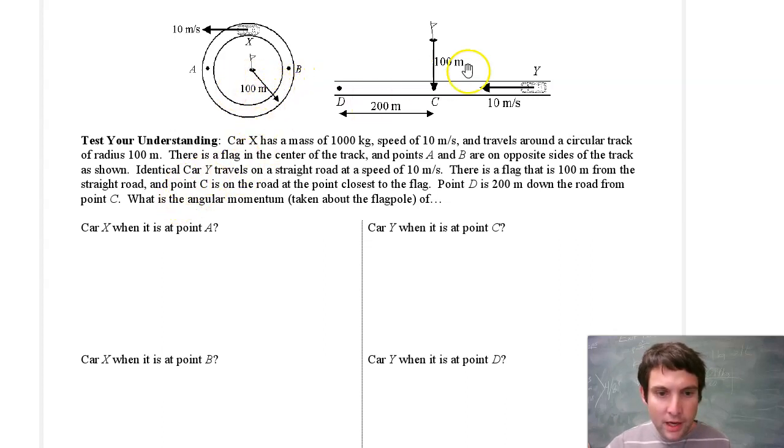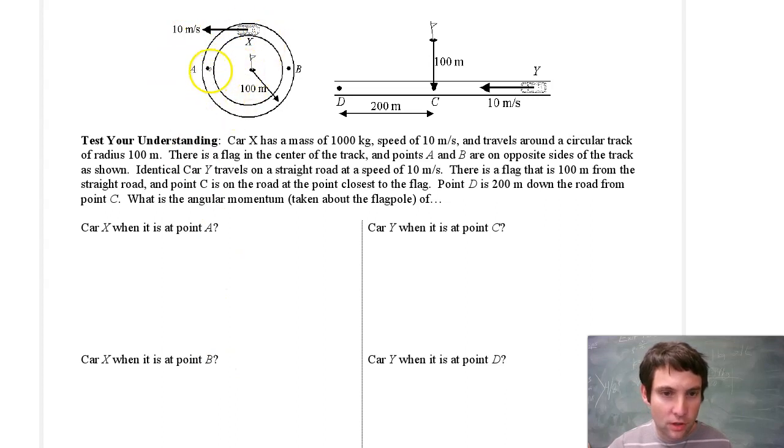track as shown. Identical car Y travels on a straight road at a speed of 10 meters per second. There is a flag that is 100 meters from the straight road, and point C is on the road at the point closest to the flag. Point D, way over here, is 200 meters down the road from point C. What is the angular momentum taken about the flagpole of car X when it is at point A?